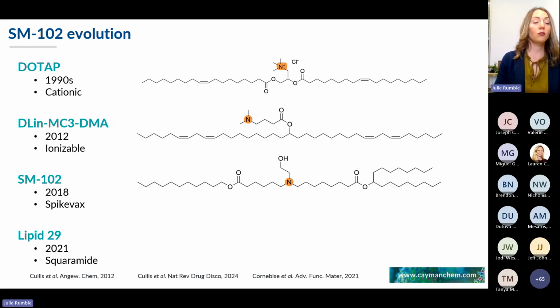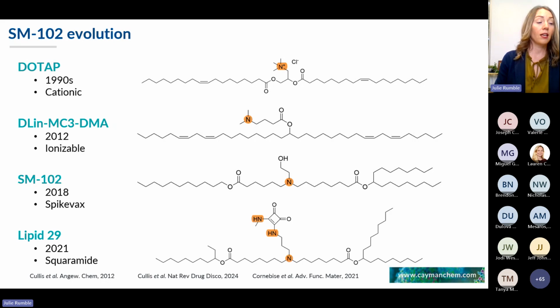As this field continues to grow, researchers are trying to improve upon existing ionizable lipids while also exploring novel structures. One of the next generation lipids from SM-102 is lipid 29. It adds a square amine head group that shows improved interaction with the nucleic acid payload to increase encapsulation.